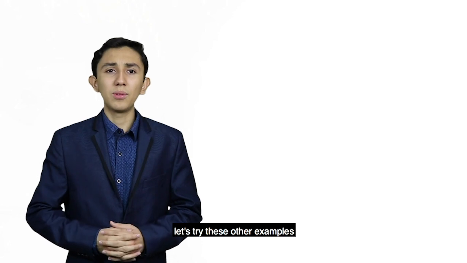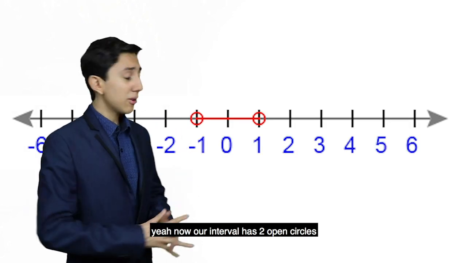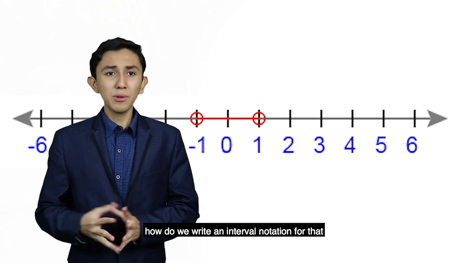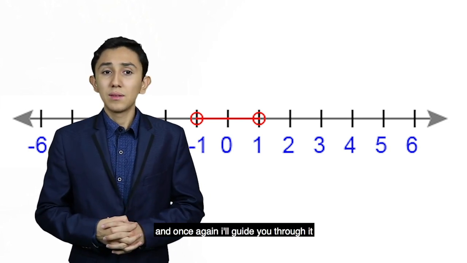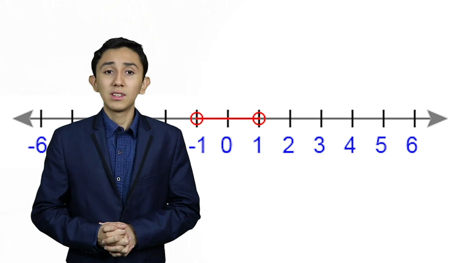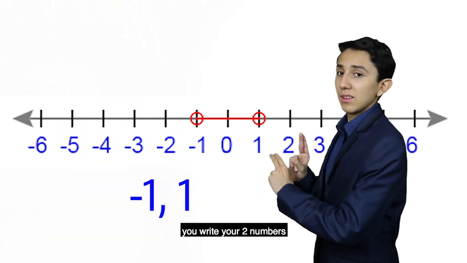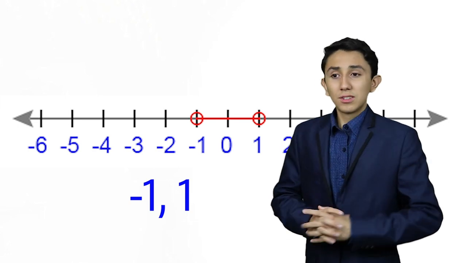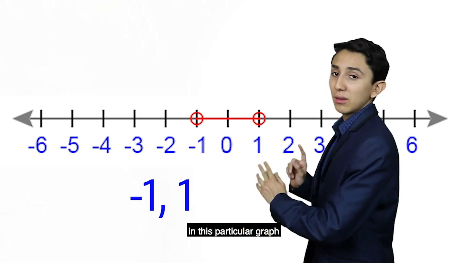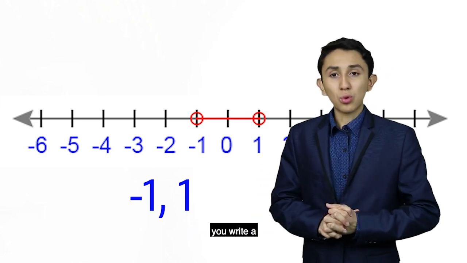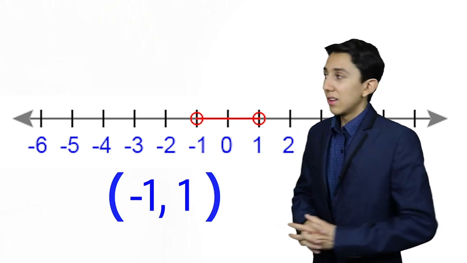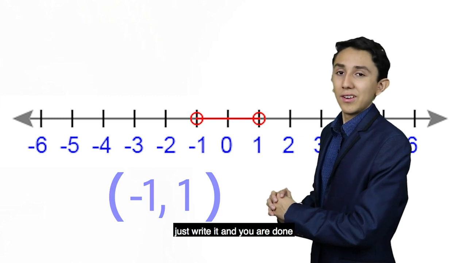Let's try this other example. Now our interval has two open circles, so you might be wondering, how do we write an interval notation for that? Once again, I'll guide you through it. You write your two numbers, and then look at your interval for open and closed circles. Since both circles are open in this particular graph, then you write a parenthesis. That's right. Just write it and you are done.